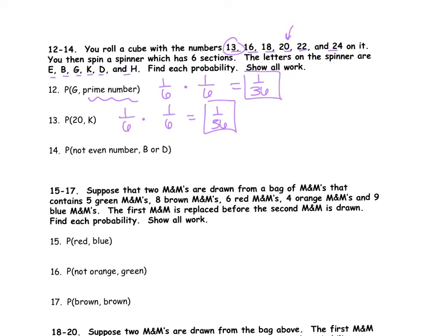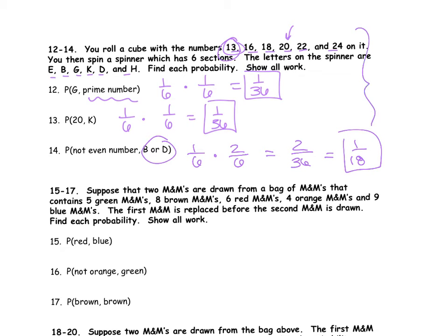And number 14, not an even number. There's only 1 odd number here. 1 out of 6, and then B or D. That finally gives us 2 out of 6. So 2 out of 36, which is 1/18. All right. So again, all of this, because whatever you spin on the spinner has nothing to do with the number cube, so this is all independent. So the denominators don't change, the numerators don't change. It's just 2 separate probabilities multiplied together.